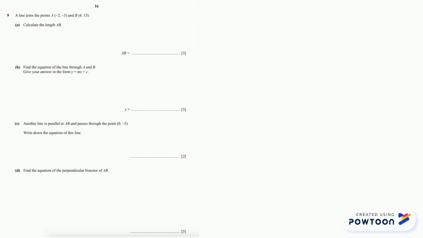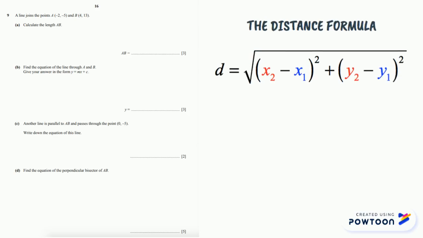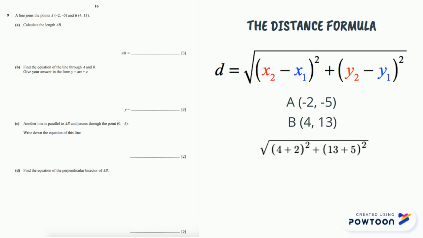So, the first thing we need to do is find the length of AB. Here we are going to use the distance formula. I will make my A coordinates x1 and y1 and my B coordinates x2 and y2. So, if we substitute the value of the coordinates into the formula, we will get the square root of 4 plus 2 squared plus 13 plus 5 squared. The value of this is 19.0 units.